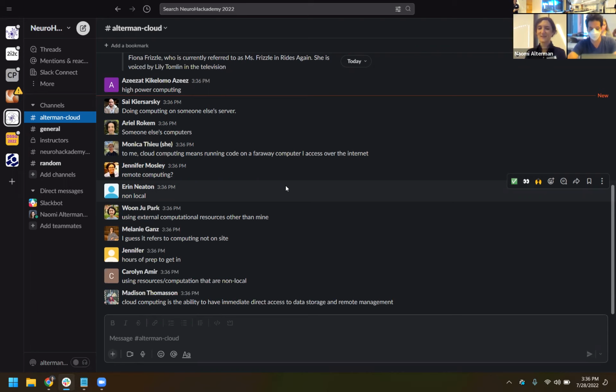I guess it refers to computing not on site. I like the tone here. I don't always know what cloud means, and sometimes it can mean different things. Oh, cloud means hours of prep to get in. This is unavoidably true, but we're going to talk about that today. Using resources and computation that are non-local. The ability to have immediate, direct access to data storage and remote management. Yes, oh, spectacular. It is all of those things and more.